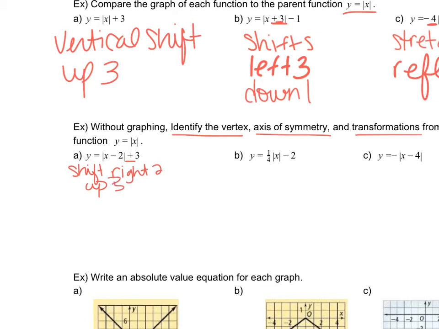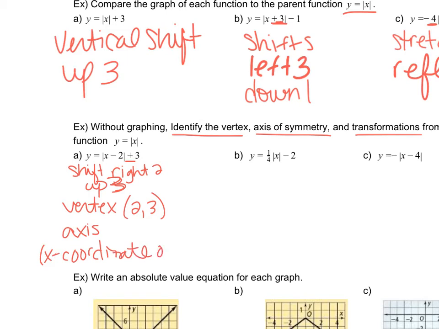So if you shifted right 2 and up 3, that would give you the coordinate of the vertex right there. Think about it. If you're at the origin and you shift right 2 up 3, that gives you the vertex of 2, 3. Okay, so vertex of 2, 3. Now the axis of symmetry is always going to be the x coordinate of your vertex. Okay, so you write this as a vertical line, x equals 2.